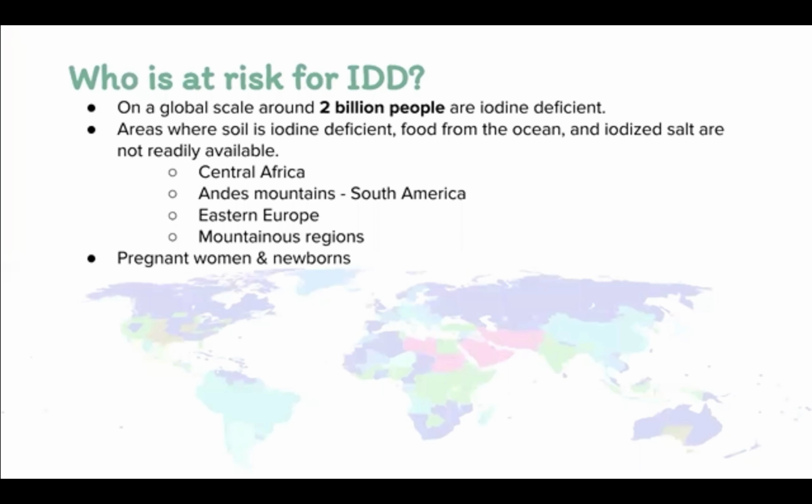So who is at risk for iodine deficiency disorder? It is said that on a global scale, around 2 billion people are iodine deficient. This mainly affects people in areas where soil is iodine deficient or away from the ocean, where there's more resources of food. And this tends to be in higher mountainous regions, such as places in Central Africa, South America, Eastern Europe. Pregnant women and newborns are also at risk for iodine deficiency. This is most likely due to their RDA being higher than average.